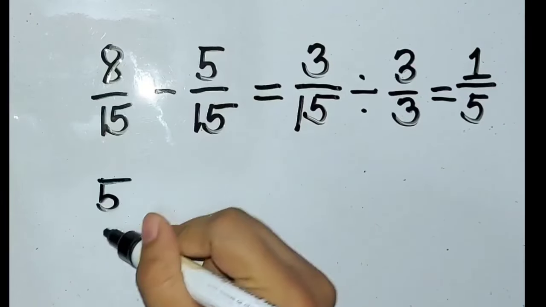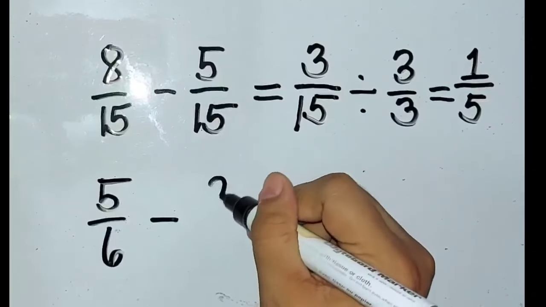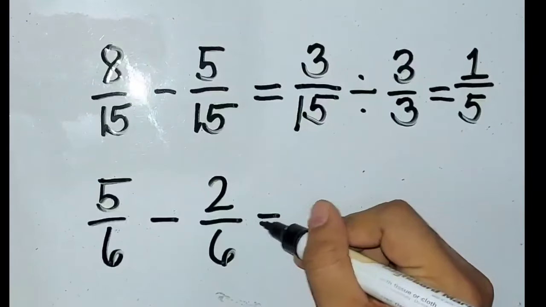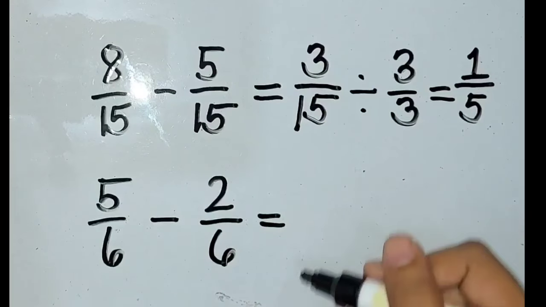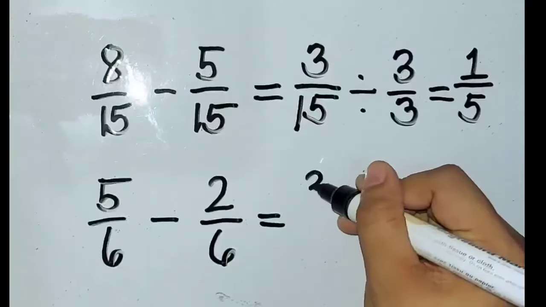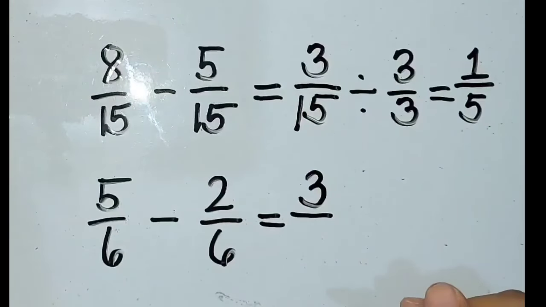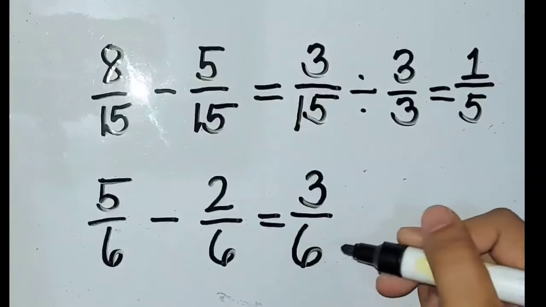5 over 6 minus 2 over 6. Let's subtract the numerators. 5 minus 2 is equal to 3. Since we have a common denominator of 6, let's just copy 6.